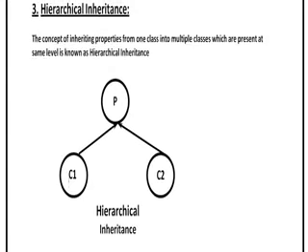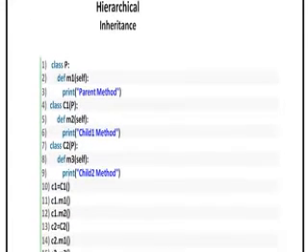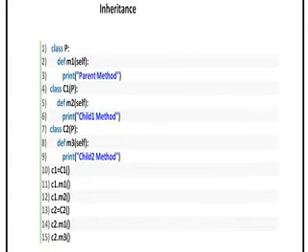Next, hierarchical inheritance means a tree structure. It is going to have a root node as well as child nodes. So this is an example, class P. In class P, I have defined the M1 function. It is going to have the parent method. Next, I am defining the M2 method, which has the child 1 method. And defining the M3 method, which has the child 2 method.